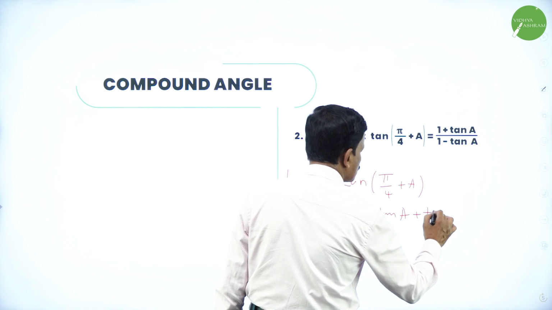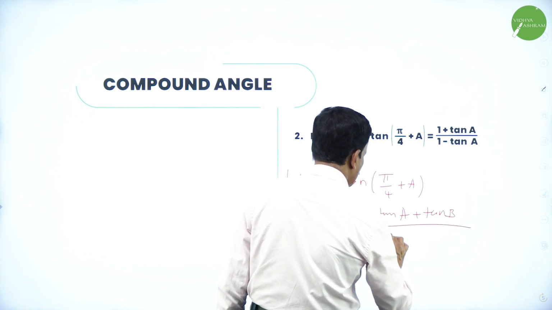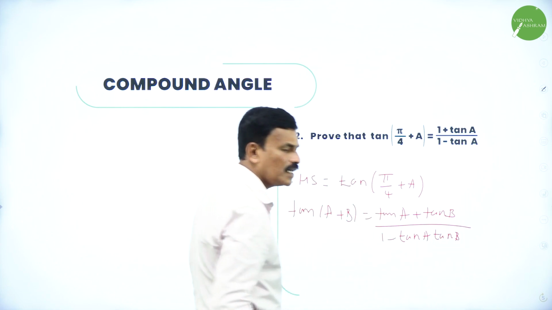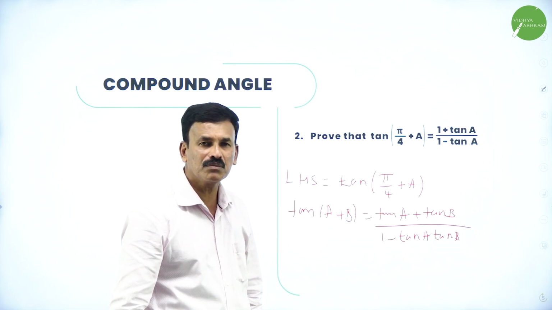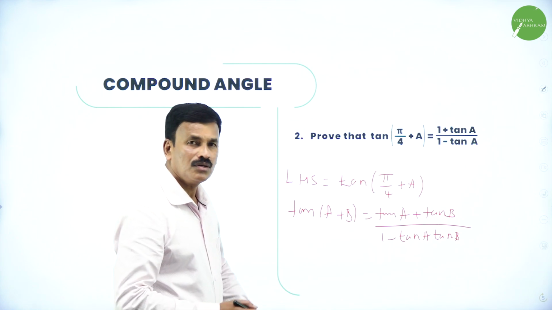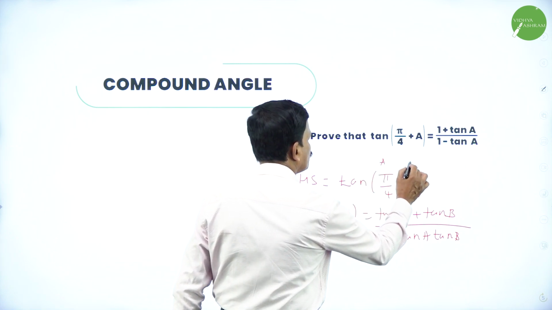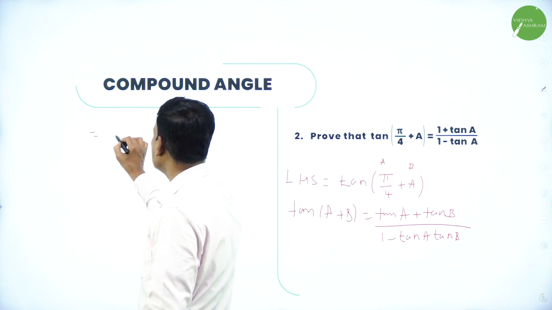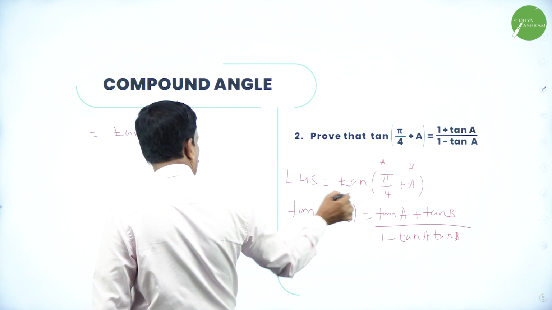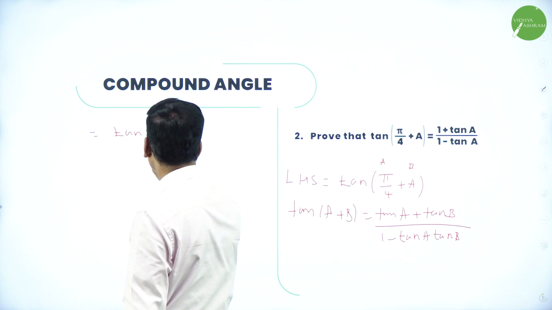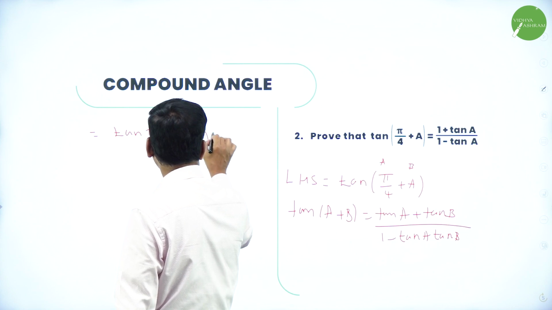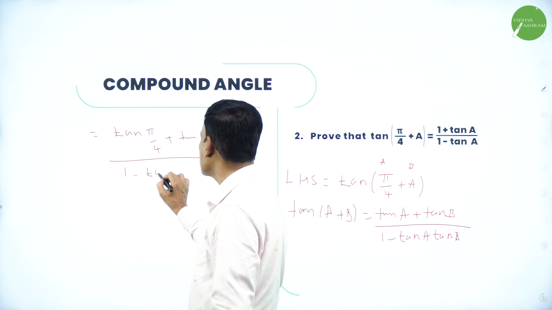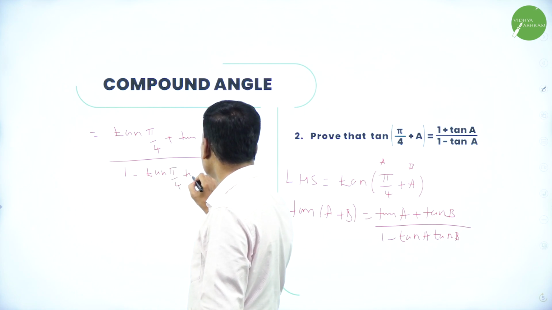Tan(A+B) is equal to (tan A plus tan B) divided by (1 minus tan A into tan B), right? Now, what is A? A is equal to pi by 4, B is equal to A. So this can be written as tan of (pi by 4 plus A) is equal to (tan pi by 4 plus tan A) divided by (1 minus tan pi by 4 into tan A).